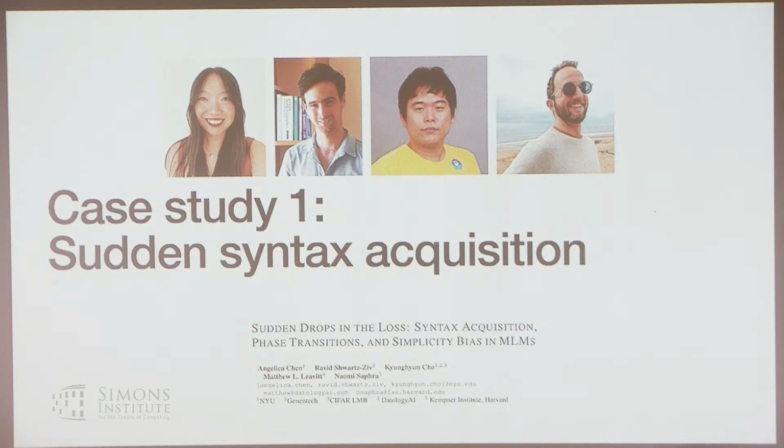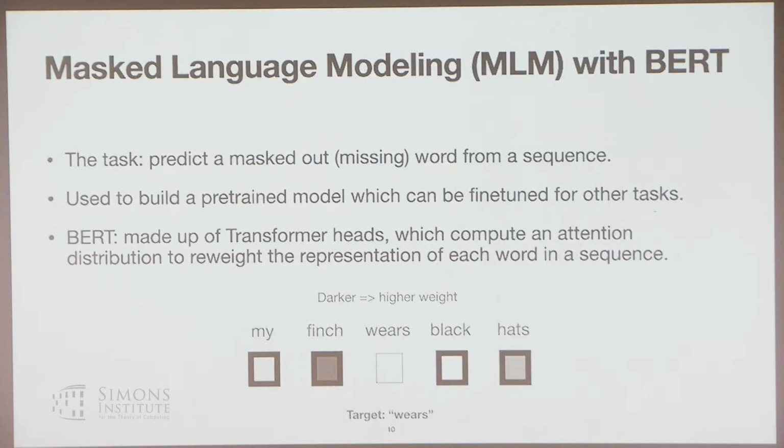And the first case study I'm going to talk about for breakthroughs and these properties is the phenomenon of sudden syntax acquisition in masked language models, which is this paper. So, okay, masked language models, they're not as popular these days, but ModernBERT is bringing it all back. They are useful for certain things. Instead of predicting the next token in a sequence, you're predicting a masked out arbitrary token in a sequence. Pretty straightforward. Usually you use this to pre-train a model, and you fine-tune it for other tasks.